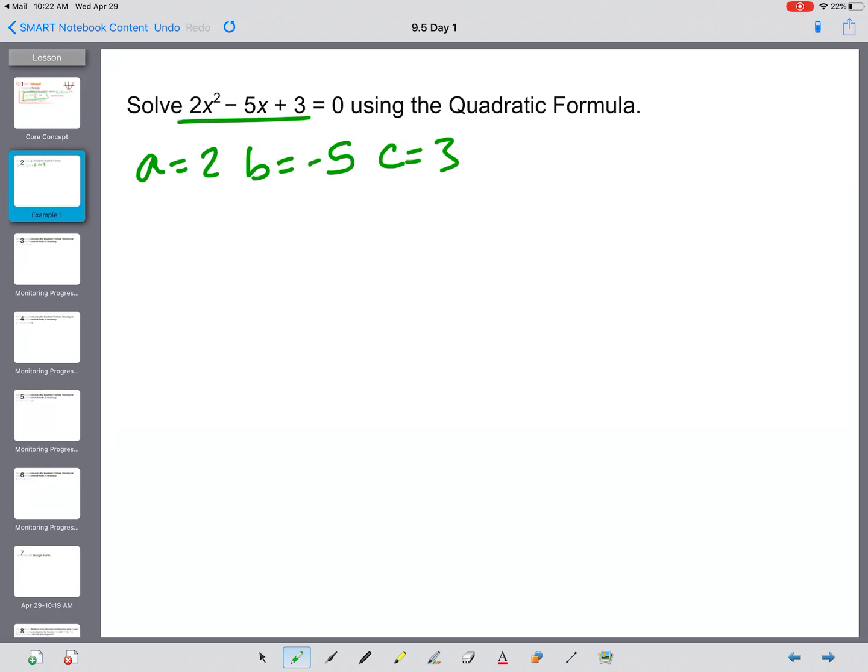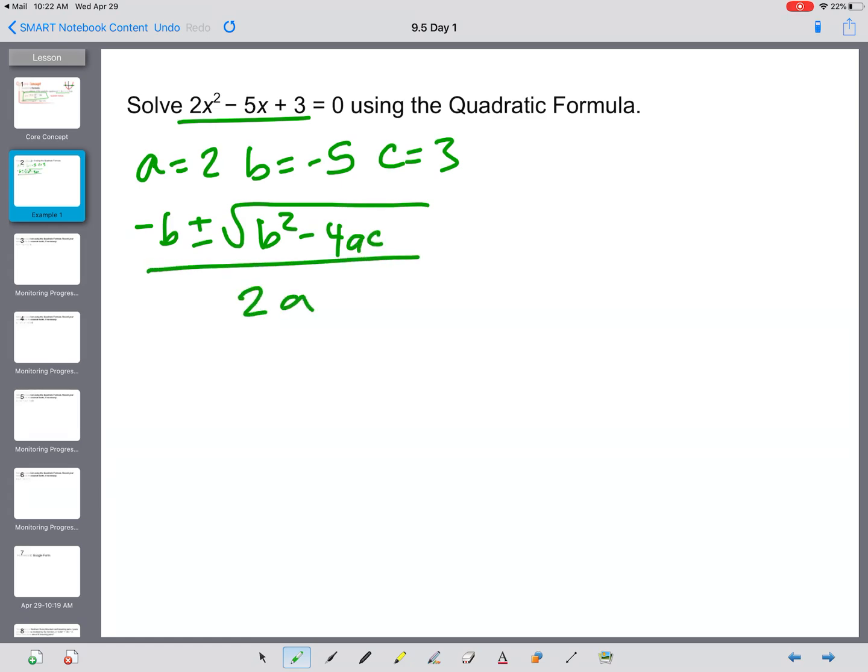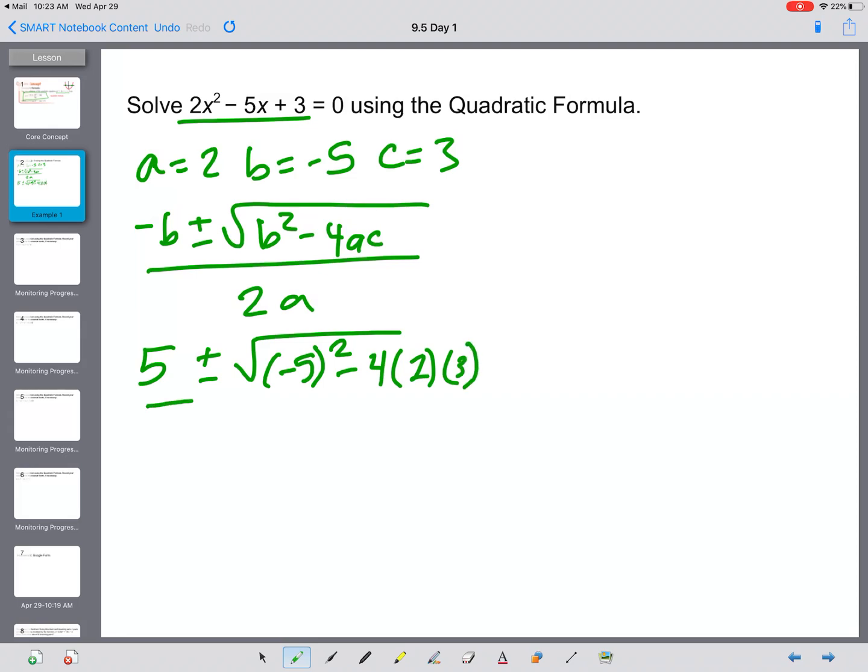So now, when I start to plug this into my equation, remember it goes negative b plus or minus the square root of b squared minus 4ac all over 2a. So that negative b is going to become a 5 plus or minus negative 5. I've got to put that in parentheses, otherwise that'll mess it up. Minus 4 times 2 times 3 all over 2 times 2.